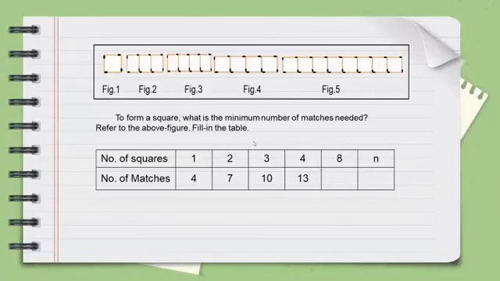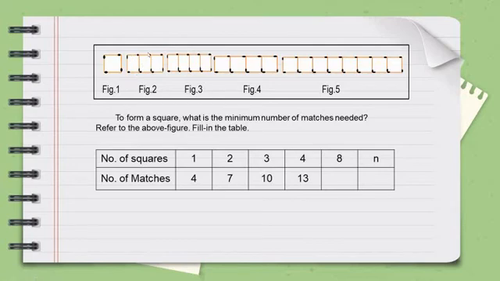2 squares adjacent, I need 7. Then 3, how many should it be? 3, I need 10. 1, 2, 3, 4, 5, 6, 7, 8, 9, 10. There, it's on my figure. You can keep on doing that.